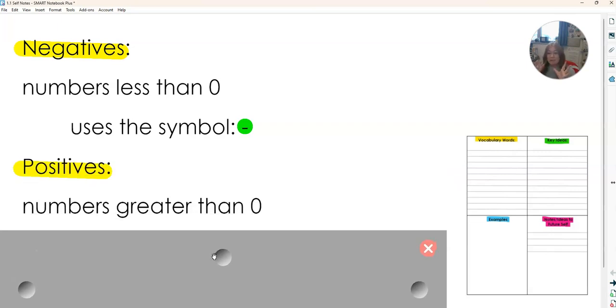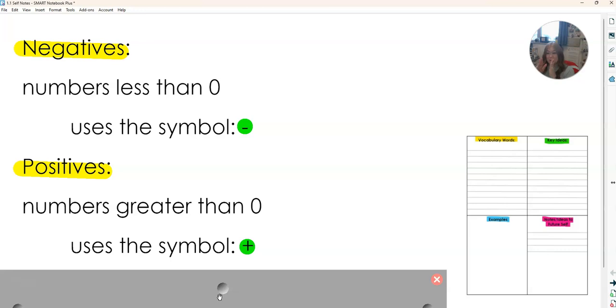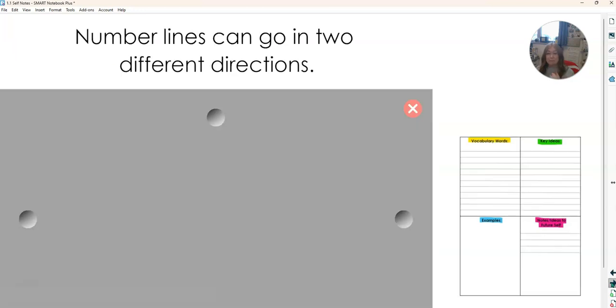And positive numbers are greater than 0. They are numbers that are bigger than 0. And we use that plus sign because we're getting bigger. We're adding on to what we already have. Okay, so make sure you have filled out your vocabulary words and your key ideas there.